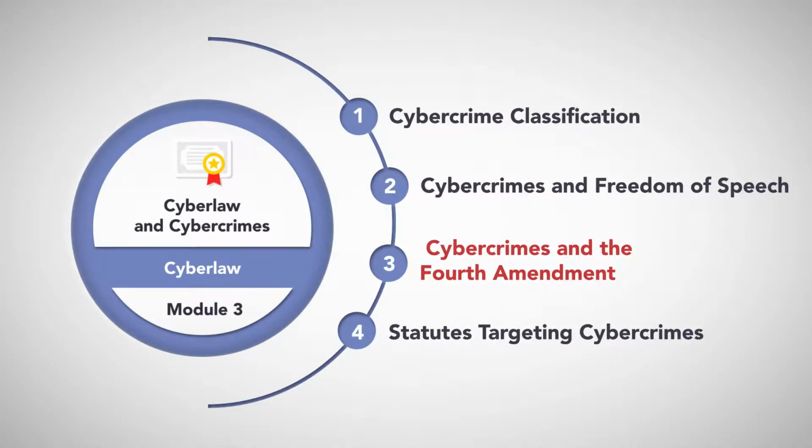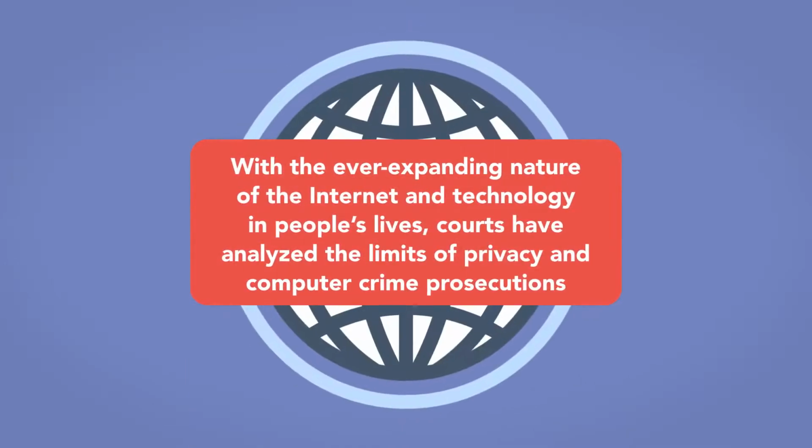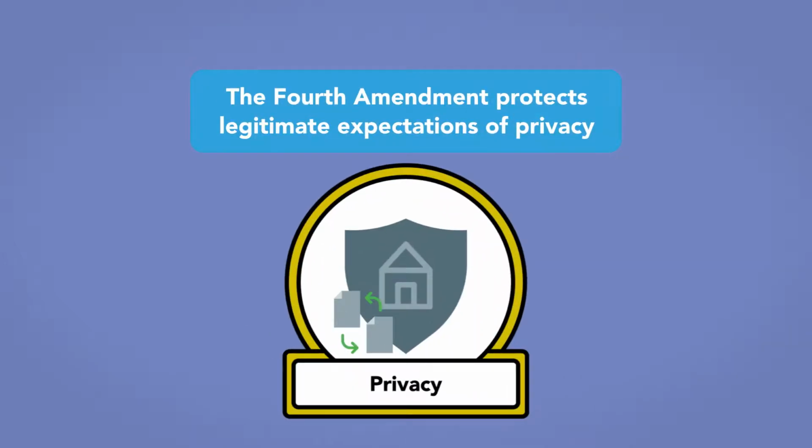Cybercrimes and the Fourth Amendment. Now, let's move to the crossroads of cybercrimes and the Fourth Amendment, which prohibits unreasonable searches and seizures by the government. With the ever-expanding nature of the internet and technology in people's lives, courts have analyzed the limits of privacy in computer crime prosecutions. The Fourth Amendment protects legitimate expectations of privacy.